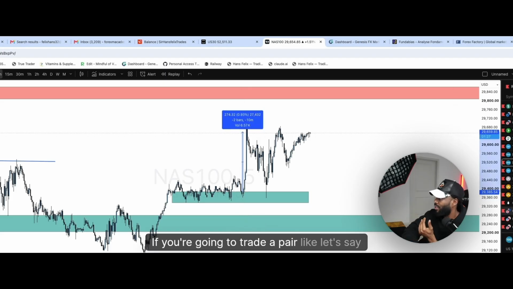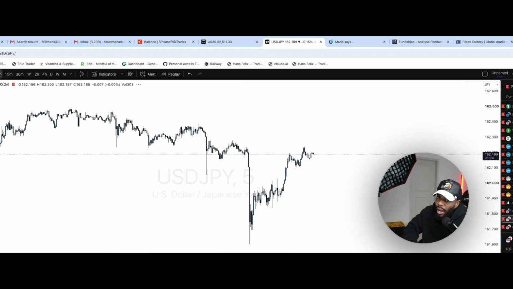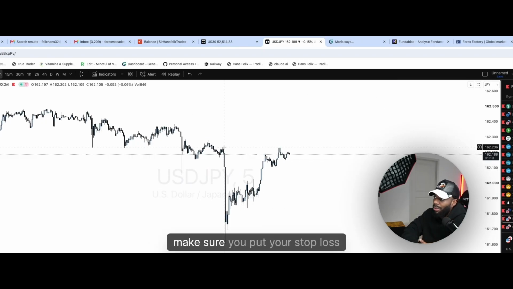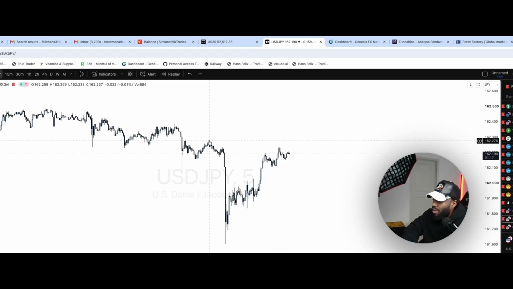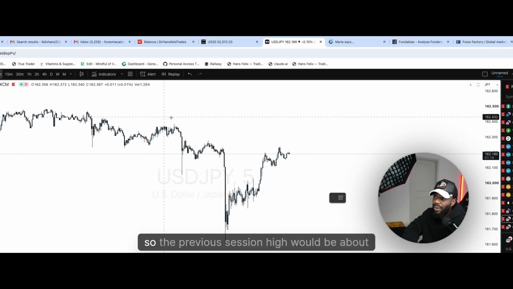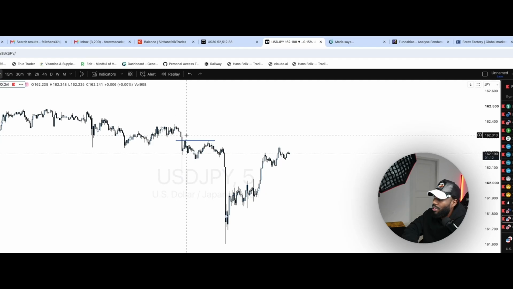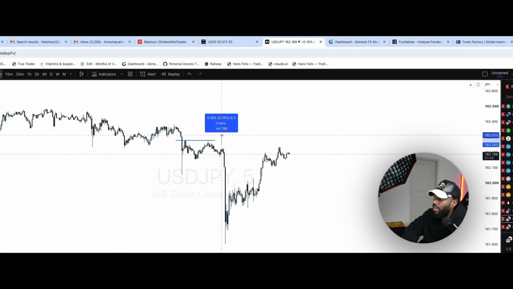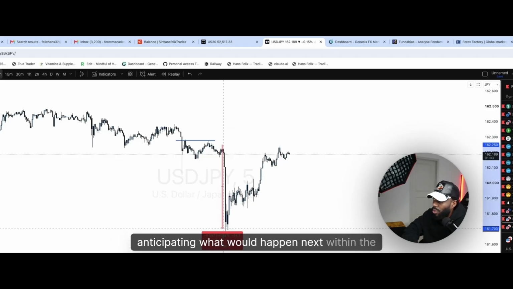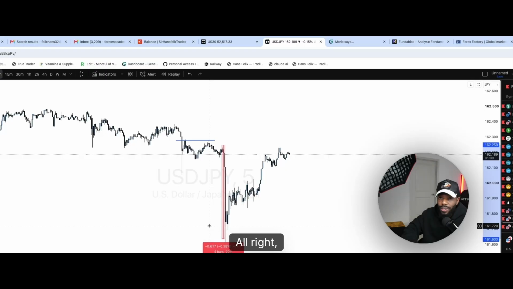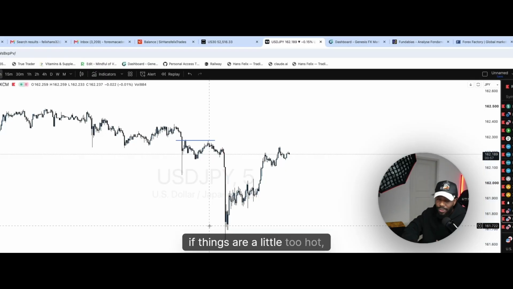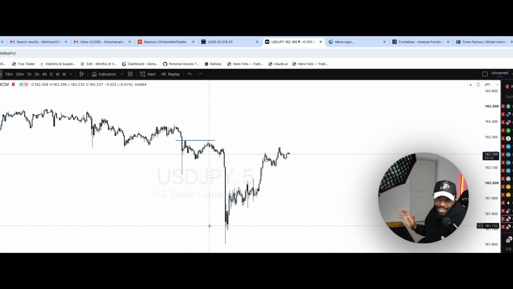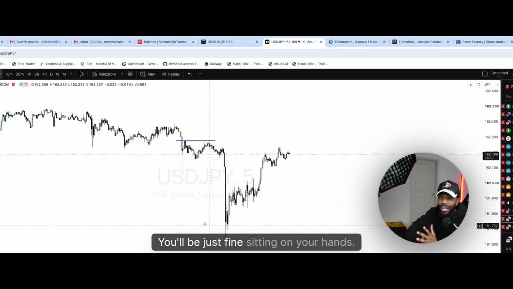If you're going to trade a pair like, let's say, USDJPY, which in this case would be bearish based on the data that comes out, make sure you put your stop loss above session highs. All right. So the previous session high would be about right here, 5 a.m. to 7 a.m. These would be where your best stop loss would be placed, anticipating what will happen next within the next 15 minutes. All right. And if things are a little too hot, just stay out the kitchen. You'll be just fine sitting on your hands.